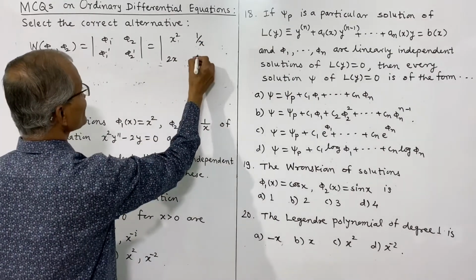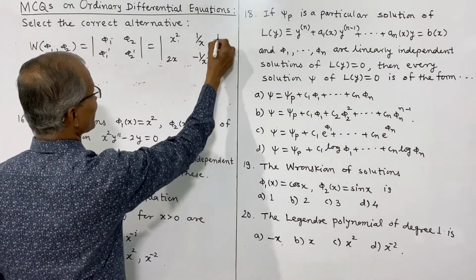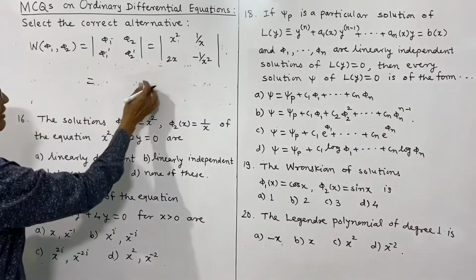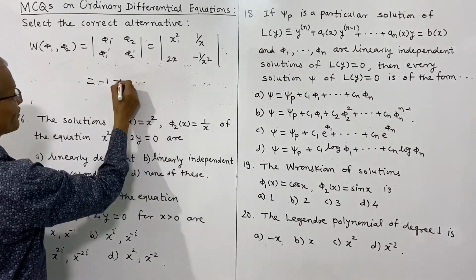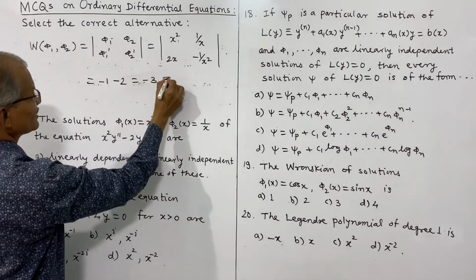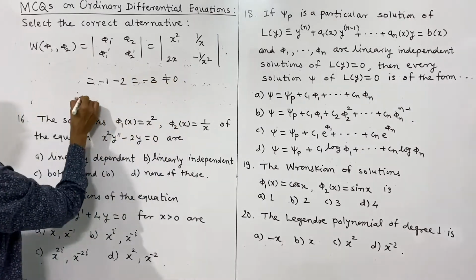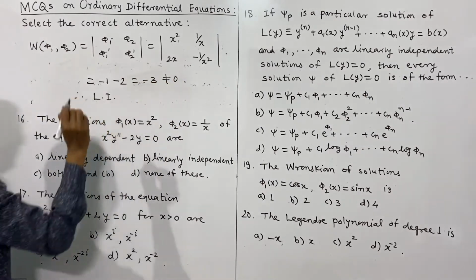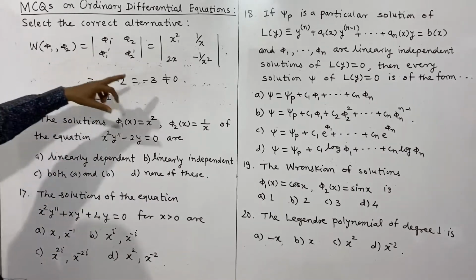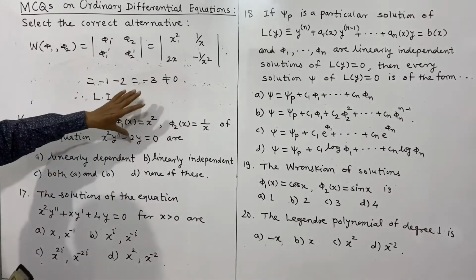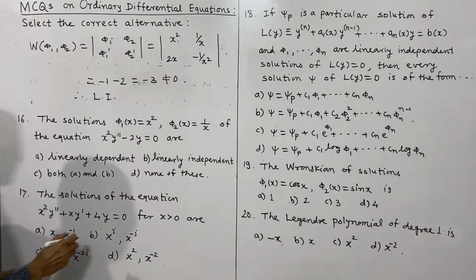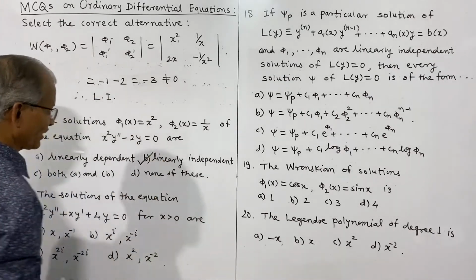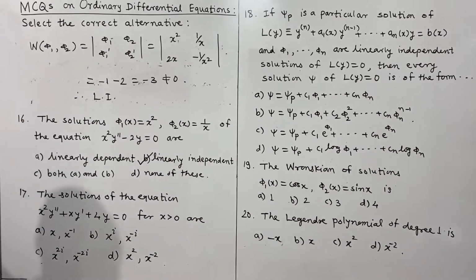the derivative of 1 by x is minus 1 upon x square. See, its value is minus 1 minus 2, which is minus 3. This is not equal to 0, therefore these solutions are linearly independent. This is the condition: the Wronskian must not be 0, and thus linearly independent is the correct alternative.